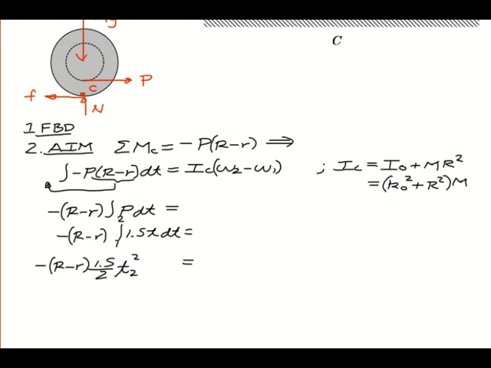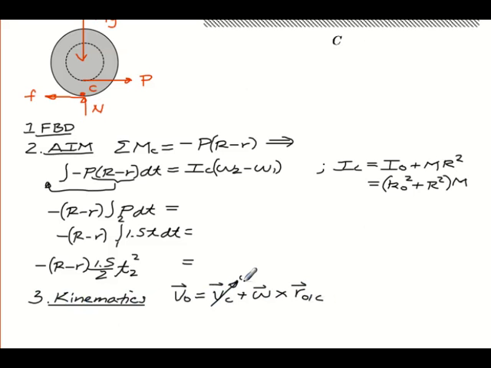Now for kinematics, we might know the answer, but let's go through it in detail so we can be sure to get the correct sign. The velocity of point O is equal to the velocity of the contact point, no slip, plus omega crossed with r of O with respect to C. C is a no slip point. So in general we have omega k crossed with a vector from C to O, which is a plus R j. So this becomes a minus R omega i.